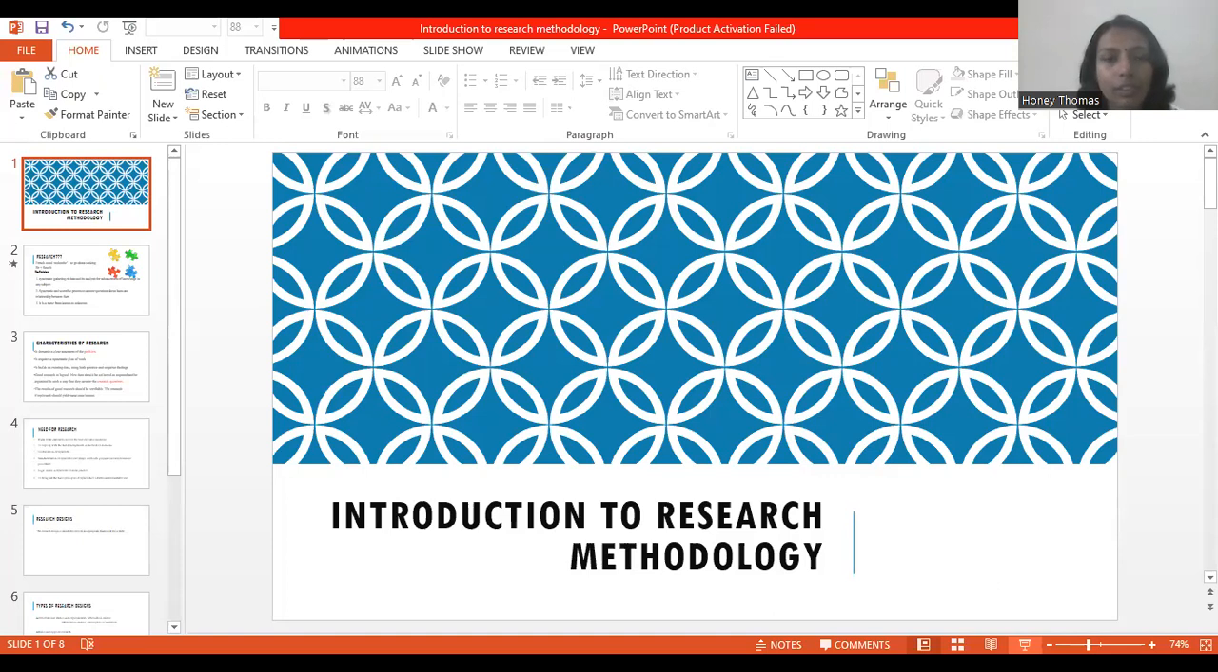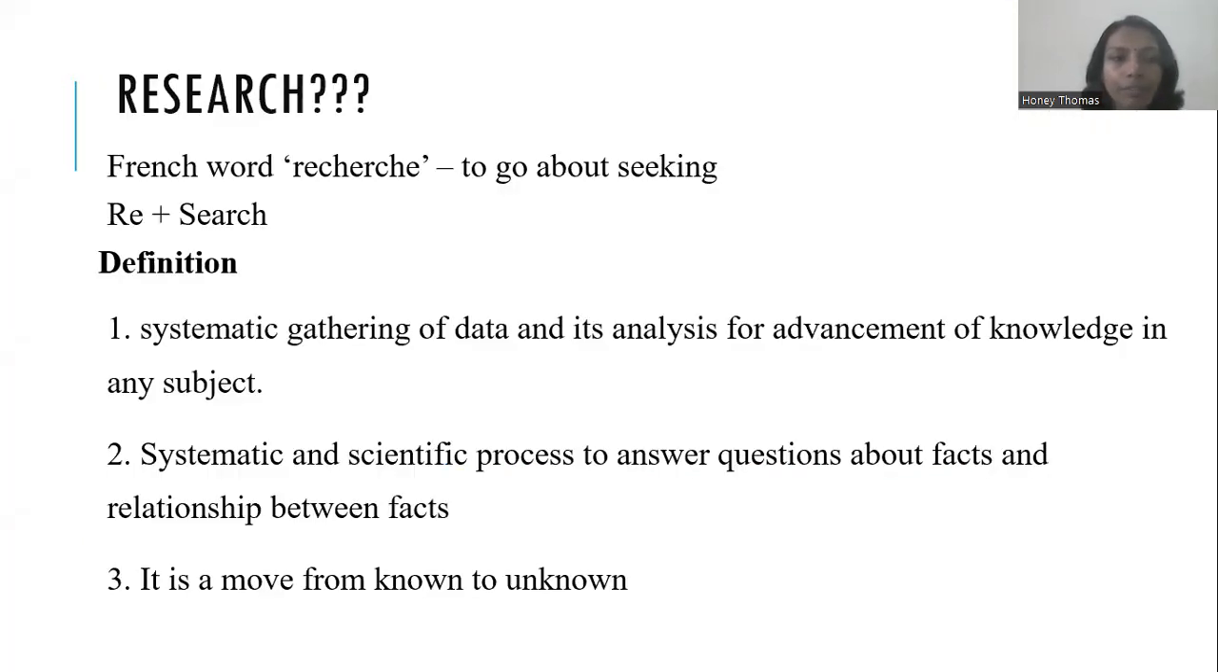So, what is research? The term research is derived from the French word rechercher, which means to go about seeking. Re plus search can be blended into the single term research. There are many definitions given by many universities and authorities for the term research. I have taken the three simplest and easiest definitions. The first: it is a systematic gathering of data and its analysis for advancement of knowledge in any subject.